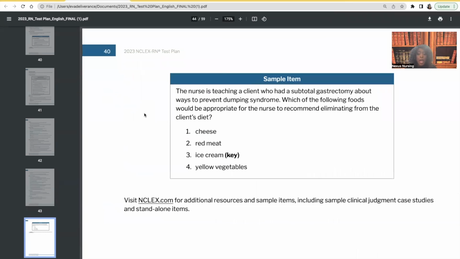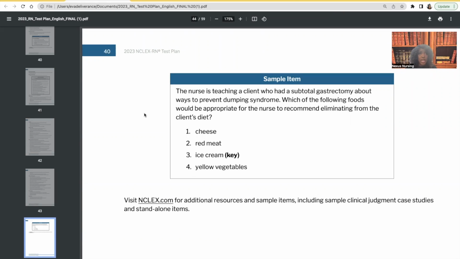The nurse is teaching a client who had a subtotal gastrectomy about ways to prevent dumping syndrome. Which of the following foods would be appropriate for the nurse to recommend eliminating from the client's diet? Cheese, red meats, ice cream, yellow vegetables. And the correct answer is ice cream. Why? Well, one of the ways you're going to teach the patient after they've had a gastrectomy to prevent dumping syndrome is stay away from these simple sugars. Stay away from the high sugar containing like the drinks and the sodas and the ice cream, anything that's high in sugar.